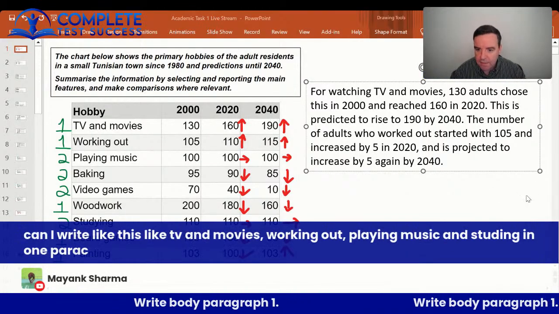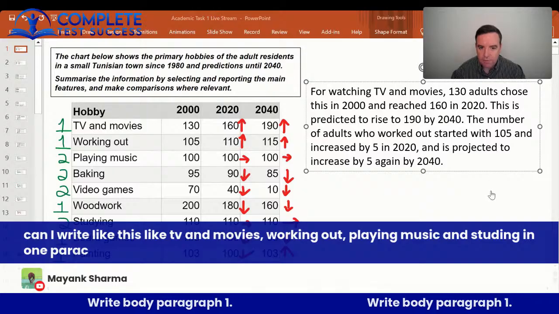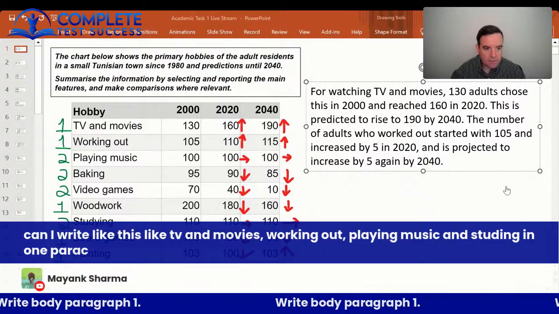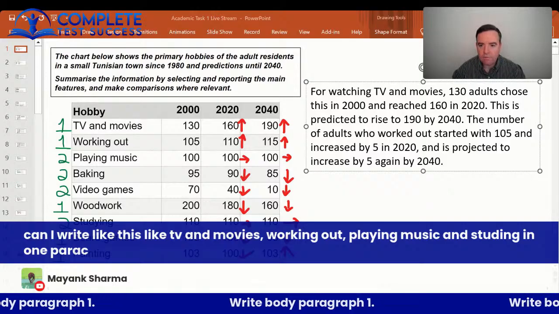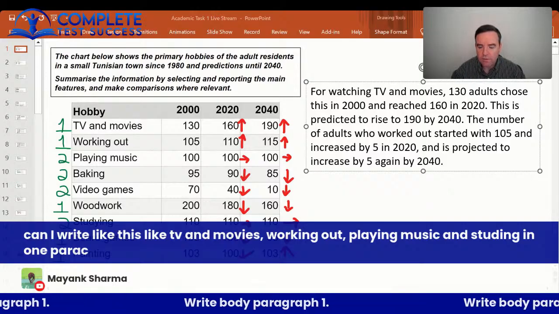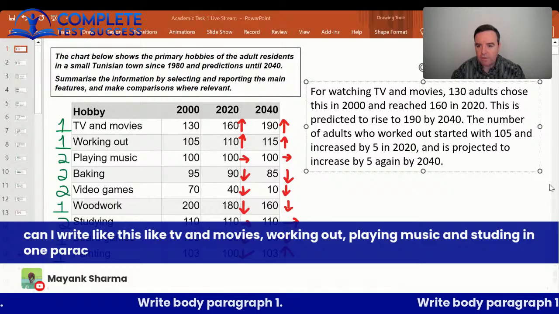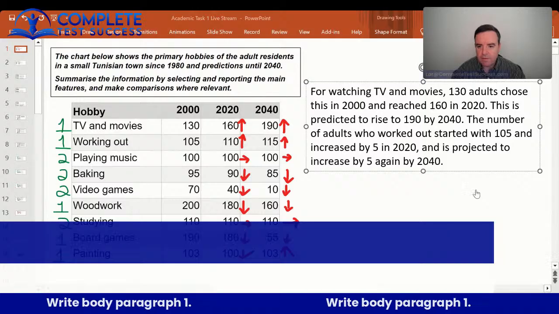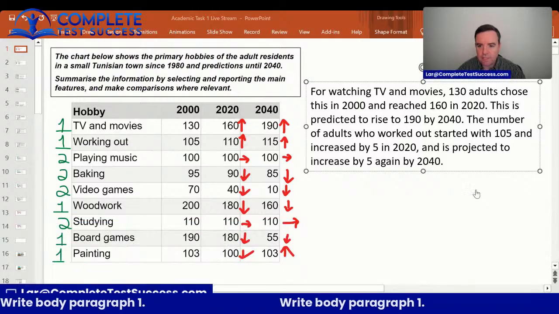Mayank, can I write like this? TV and movies, working out, playing music, and studying in one particular. Yeah, you can write that down. So what are you trying to highlight here? Oh, in one paragraph, is it? Yeah, you can do, well, whatever makes sense to you. I mean, if you see a reason for putting those together, that's fine.